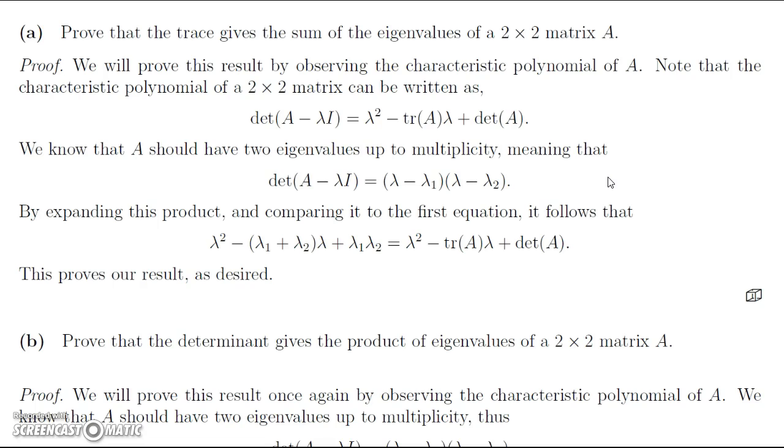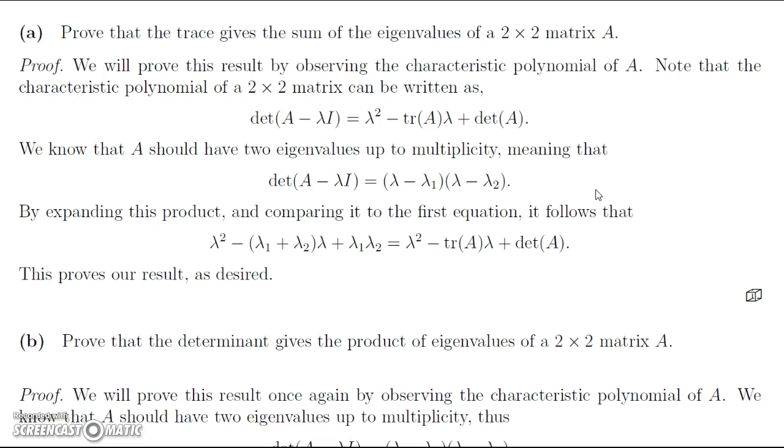So we will prove this result by observing the characteristic polynomial of A. Note that the characteristic polynomial of a 2 by 2 matrix can be written as follows: the determinant of A minus lambda I is equal to lambda squared minus the trace of the matrix A times lambda plus the determinant. We know that A should have two eigenvalues up to multiplicity. This is just a basic fact from linear algebra. And up to multiplicity just means that we can have repeated eigenvalues.